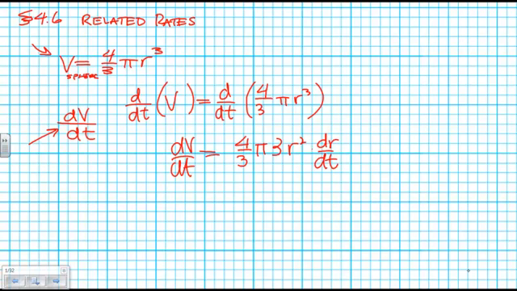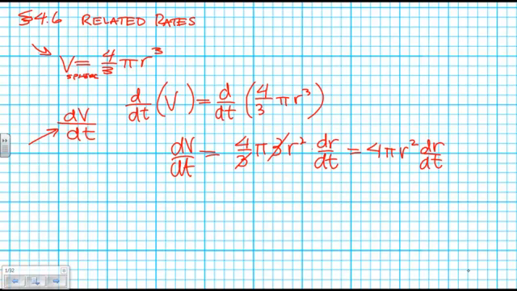Clean up. 4 pi r squared dr/dt. That is a relationship between the change in volume and the change in radius.